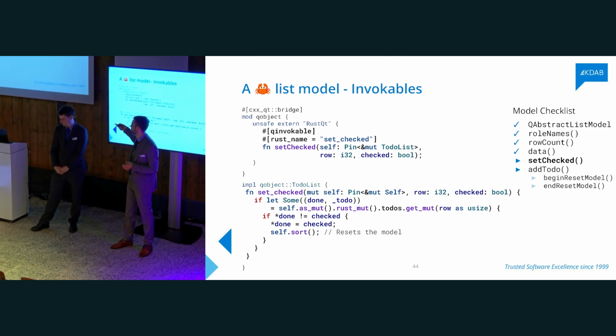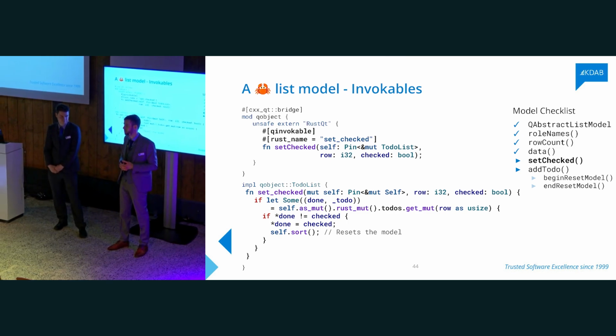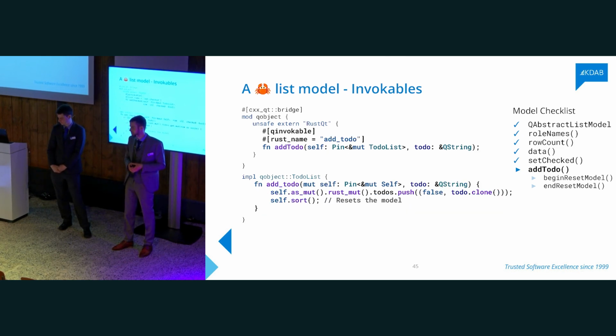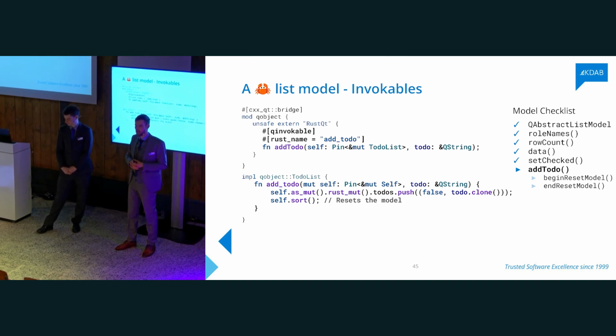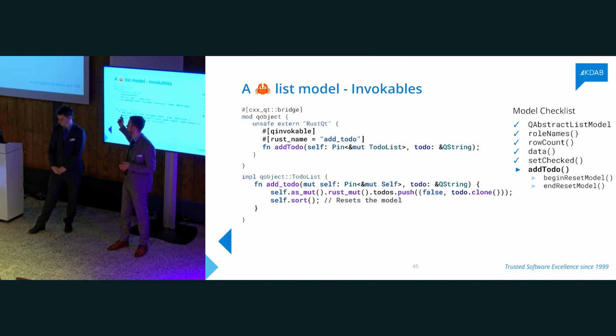In this case, we've implemented it so that we just sort the model so that everything that we've checked is at the bottom. So we only see our tasks that we want to actually do next at the top. And that will also implement our model reset in our case. And then it's very similar. If we want to add a to-do, we also just declare an invocable, and then we push something to our vector, and then again reset our model.